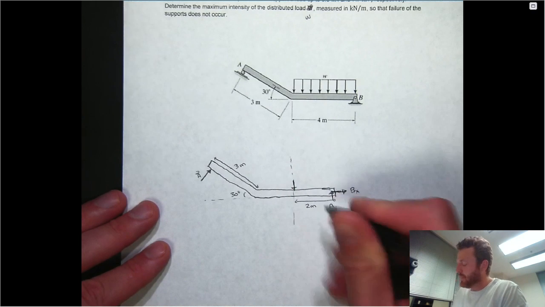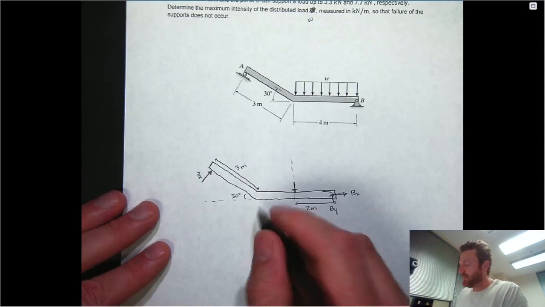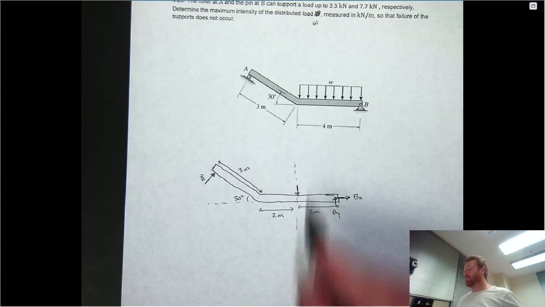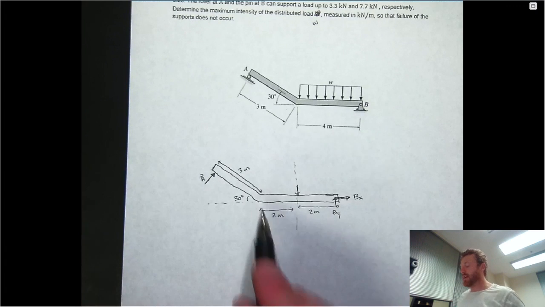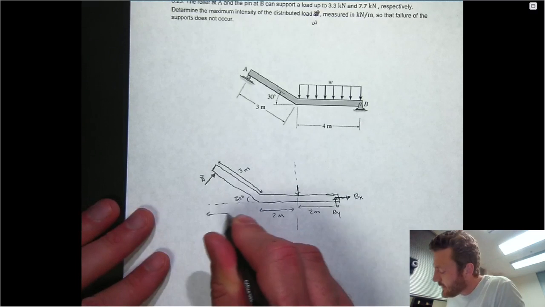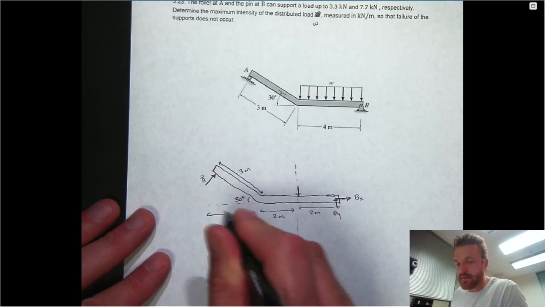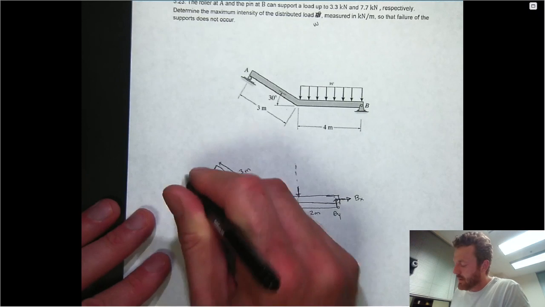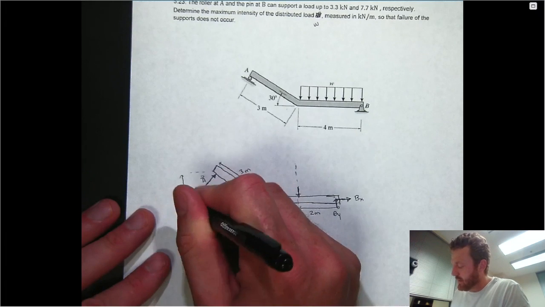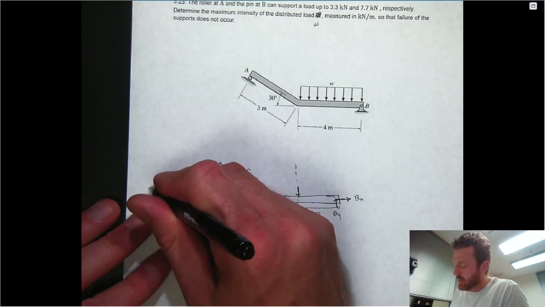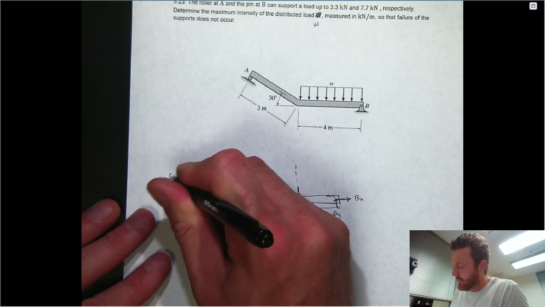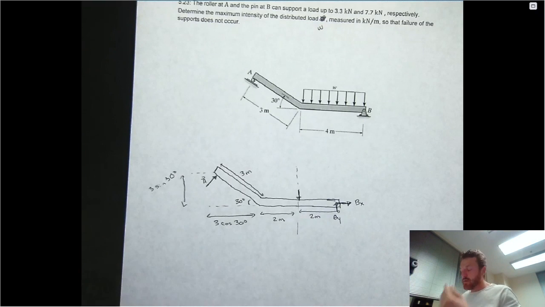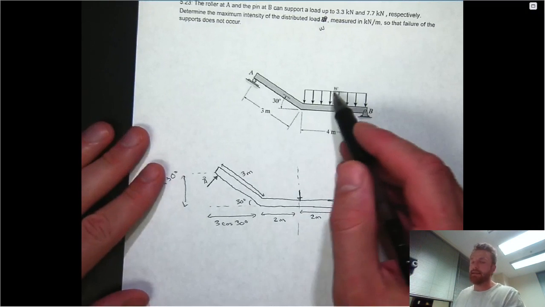The separation from the single equivalent load to point B, in the same fashion, that will be 2 meters from the center line of that load to the bend in the beam. This distance, if you know that that distance is 3 meters and you know that this is 30 degrees, will be 3 cos 30. And in a similar fashion, the height here, which will be important in a minute, will be 3 sine 30.